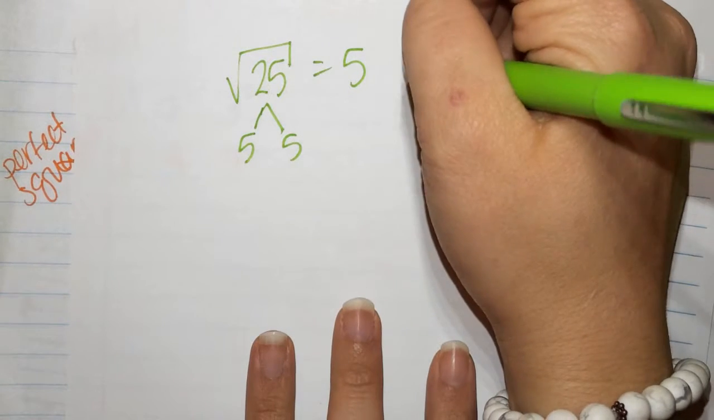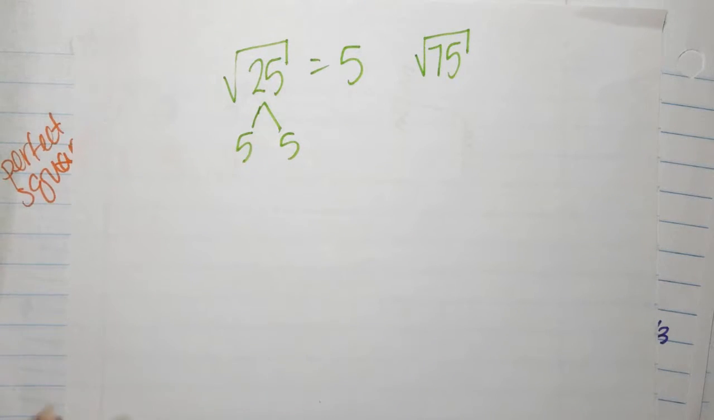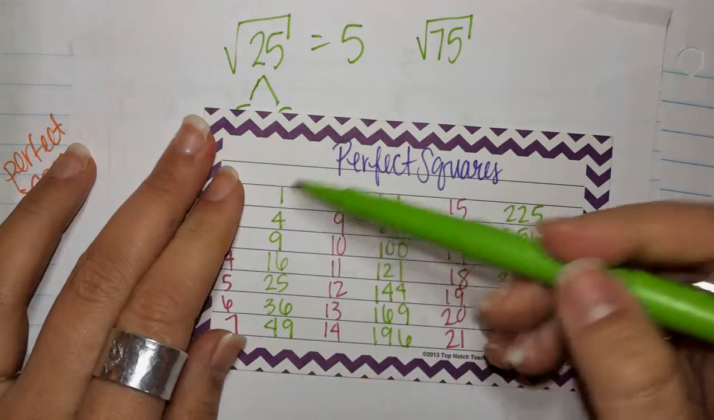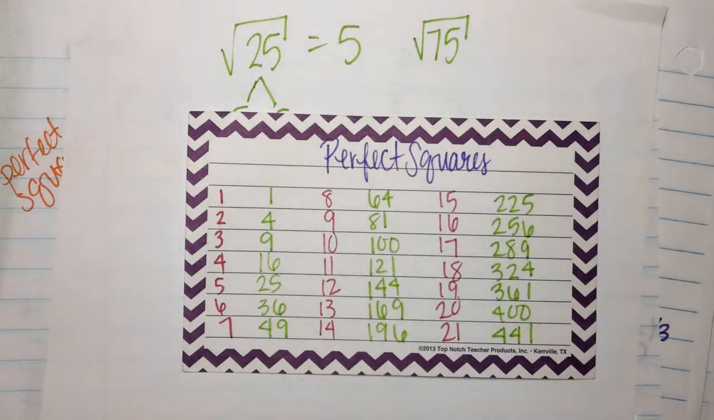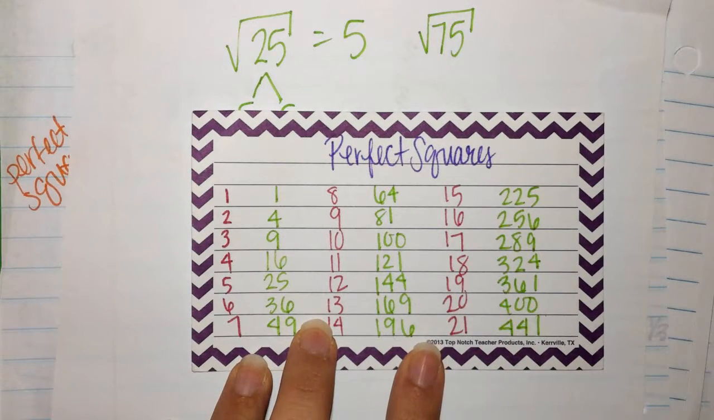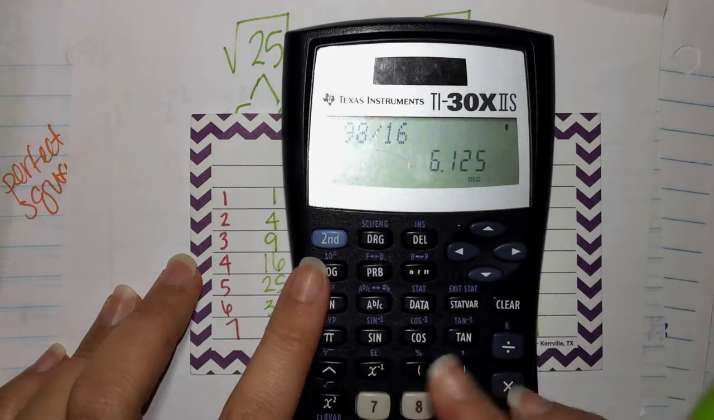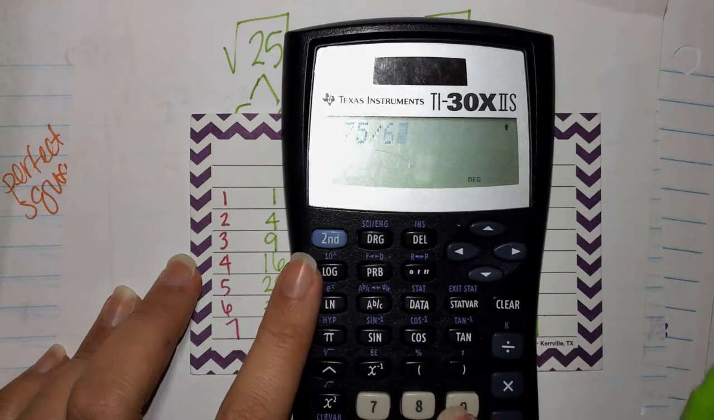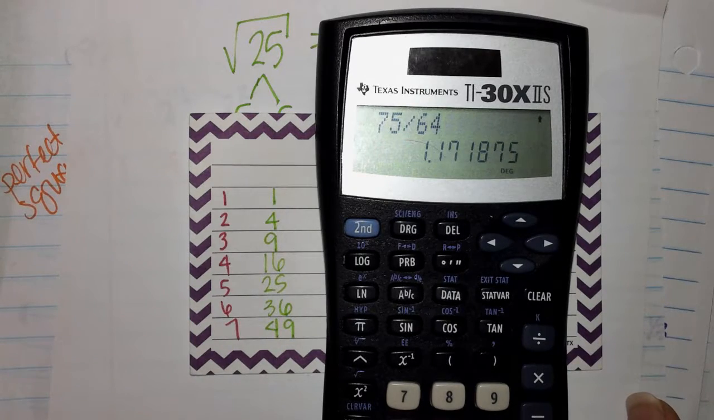Okay, now what if I wrote the square root of 75? Is 75 on our list, on our green numbers? No. Okay, now what you have to do is you have to find the biggest of our green numbers that goes into that. So let's start here. Does 64 go into 75? 75 divided by 64. Does it go into that? No.